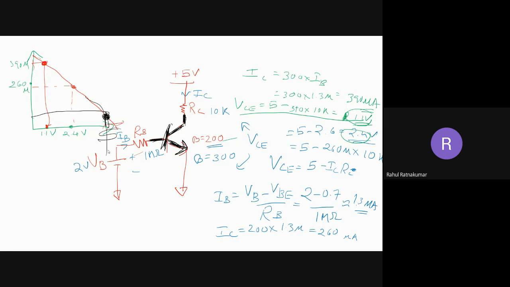Let me change this base resistance to the emitter here, right? So instead of RB here, I'm changing RB to the emitter. This will become RE. Now other things remain the same. This is RC. This is plus 5 volt.